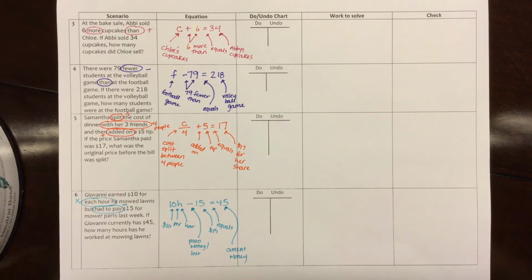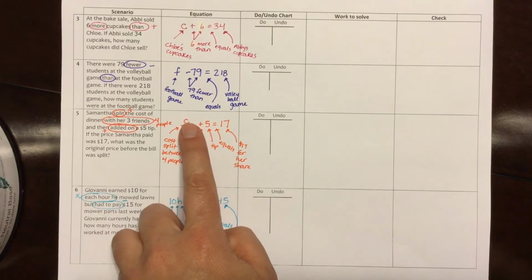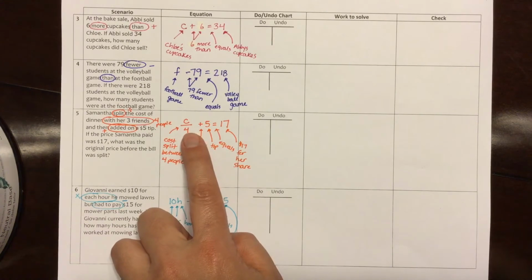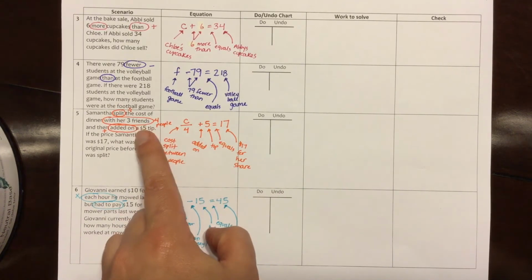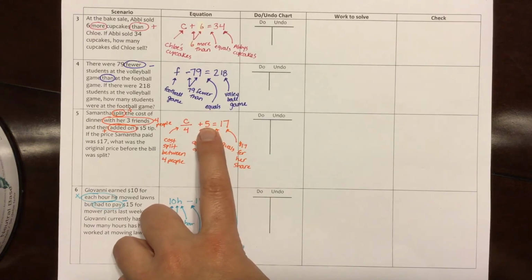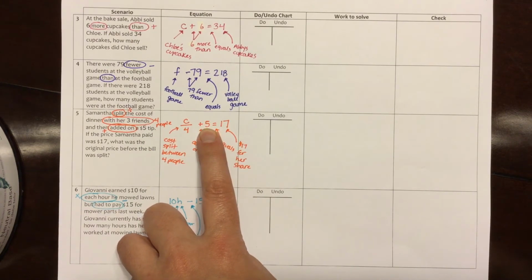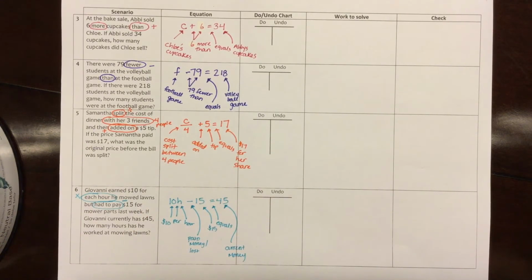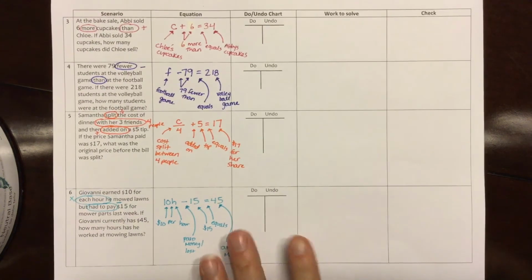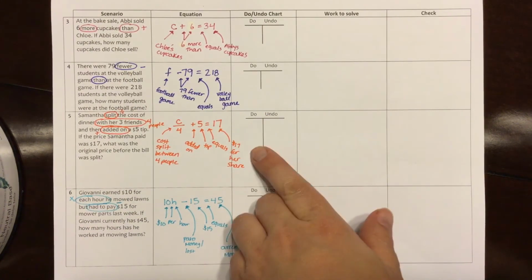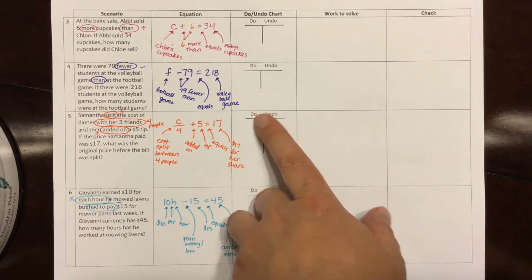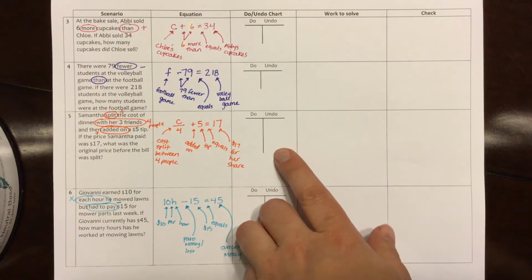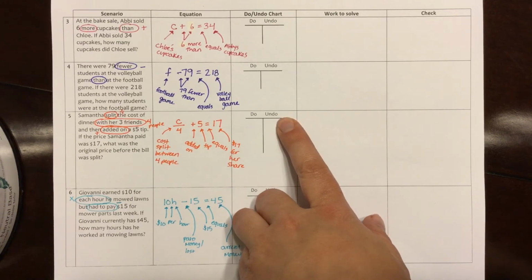Number 5 says Samantha split the cost of dinner with her 3 friends and then added on a $5 tip. When I see Samantha is splitting with 3 people, that's a total of 4 people. And so for that reason, the cost is being divided by 4. And then when I saw the phrase added on, that indicated to me that I should add on the 5. And the price paid was 17. We'll be working backwards to find the original price before splitting the bill. Keep in mind that when you set up your do-undo, you should run through order of operations mentally to make your list of what's being done, and then when it's solved, you're performing order of operations in reverse.